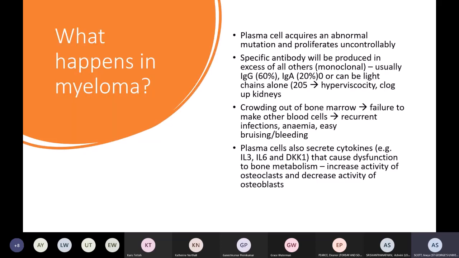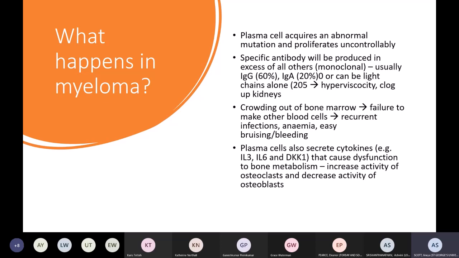In myeloma, what happens is a plasma cell gets an abnormal mutation and starts proliferating, so it becomes a clone. Because of that, you only have one type of plasma cell, and your plasma cells are what secrete antibodies. So if you've only got one type of plasma cell, you're only going to be secreting one type of antibody. So you'll get what's called a monoclonal antibody, where there's just loads of one specific type.